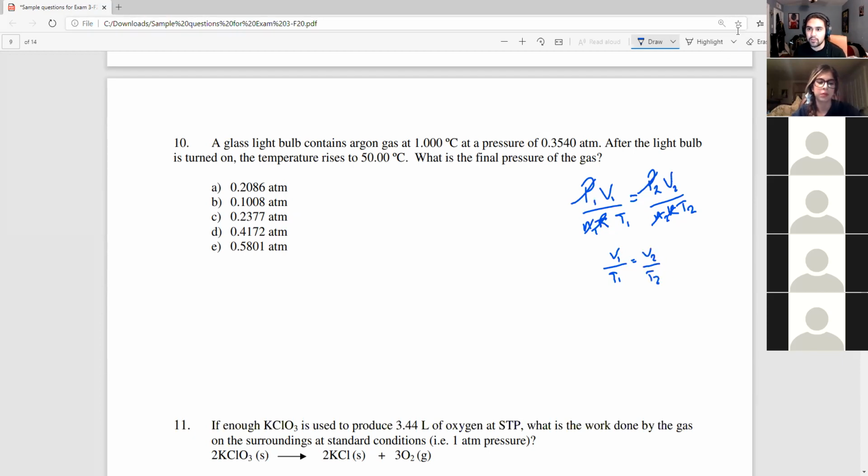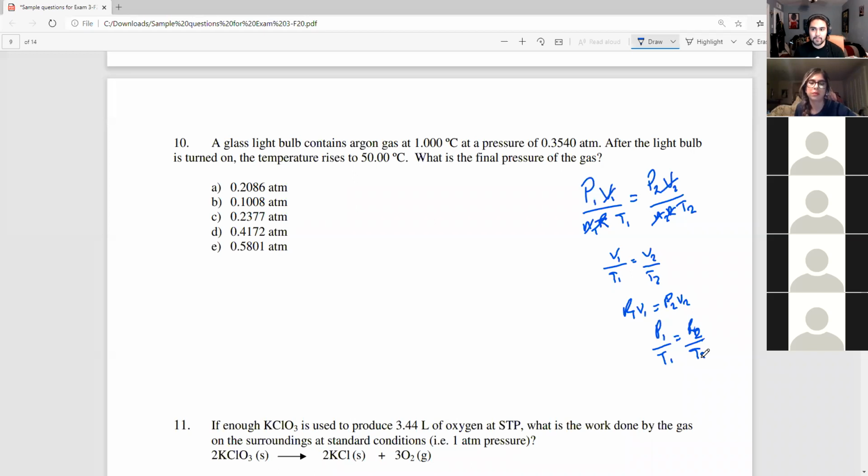Let's say you have constant temperature: you can cancel out your temperature and you're left with P1 V1 equals P2 V2. And then if you're looking at constant volume, you can cancel out your volumes because they're constant on both sides, and you're left with P1 over T1 equals P2 over T2.